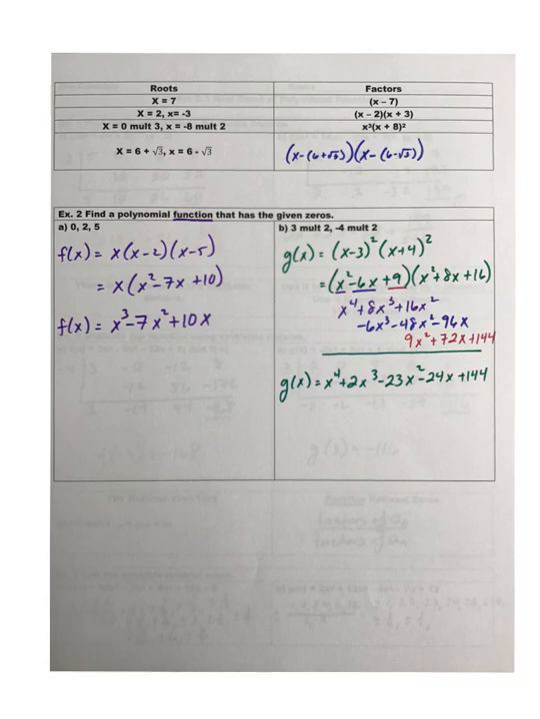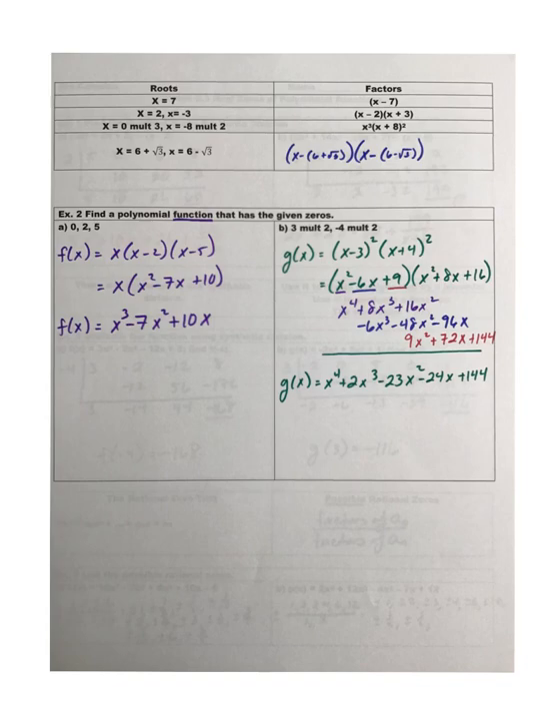Okay, 2.2, day 2, page 2. Sometimes we collect data and we want to be able to work backwards. We want to get the function from the information. So what we're going to do on this side is, given the roots or the zeros or the x-intercepts, what function could they have come from?